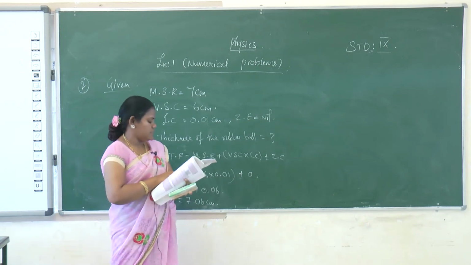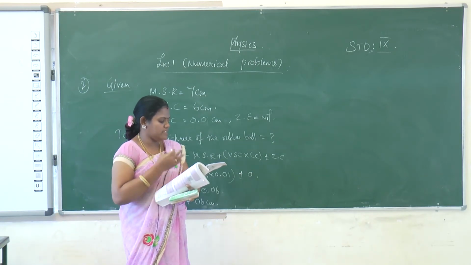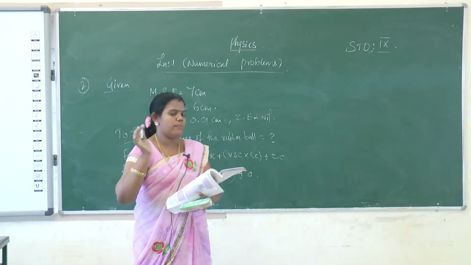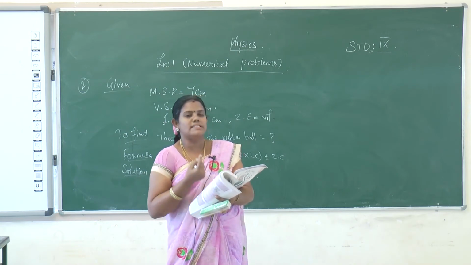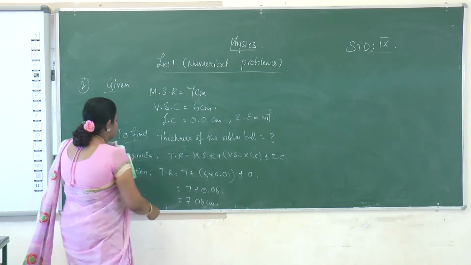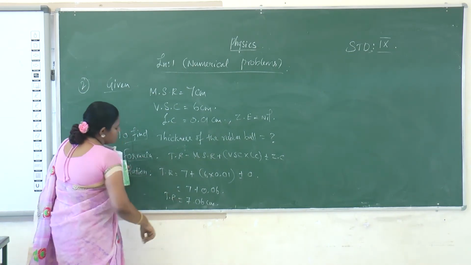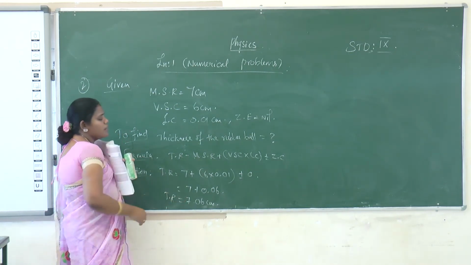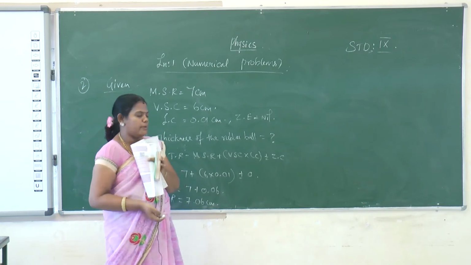7.06 centimeter. So how will you calculate the radius of the ball? First, calculate the thickness of the rubber ball. The thickness of the rubber ball is the diameter of the rubber ball. So first, this part we will calculate the diameter of the rubber ball. This is the diameter of the rubber ball. But how will you calculate the radius of the rubber ball?